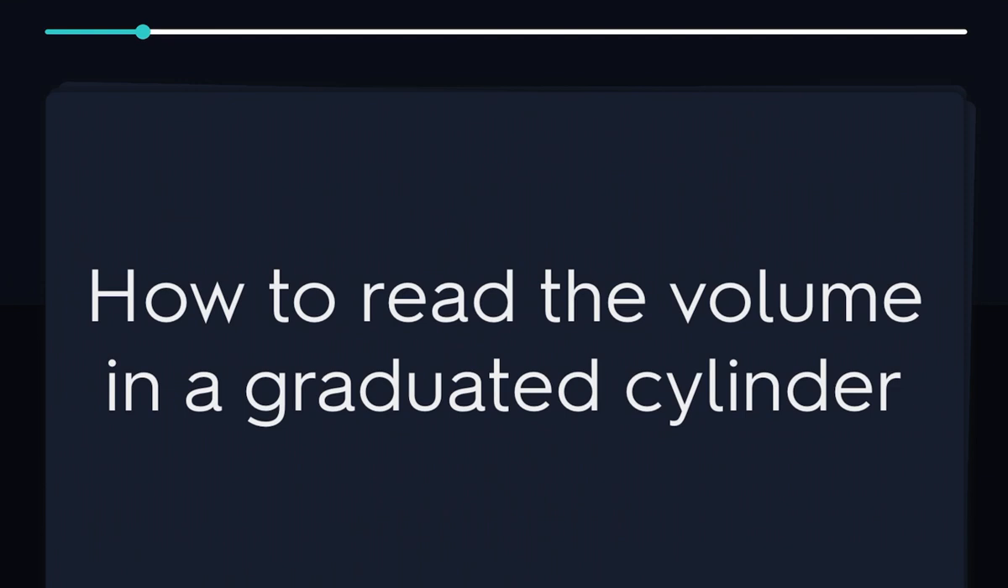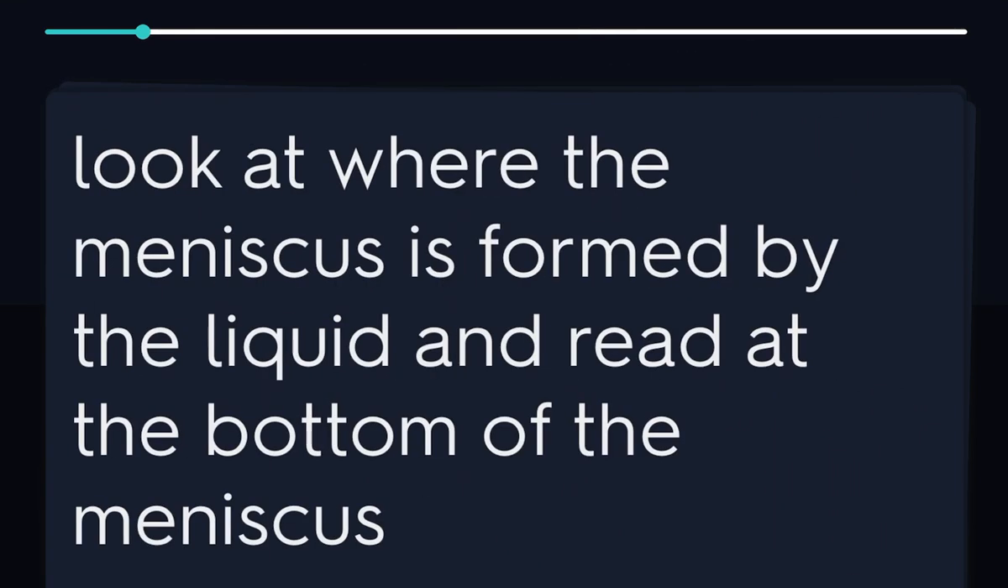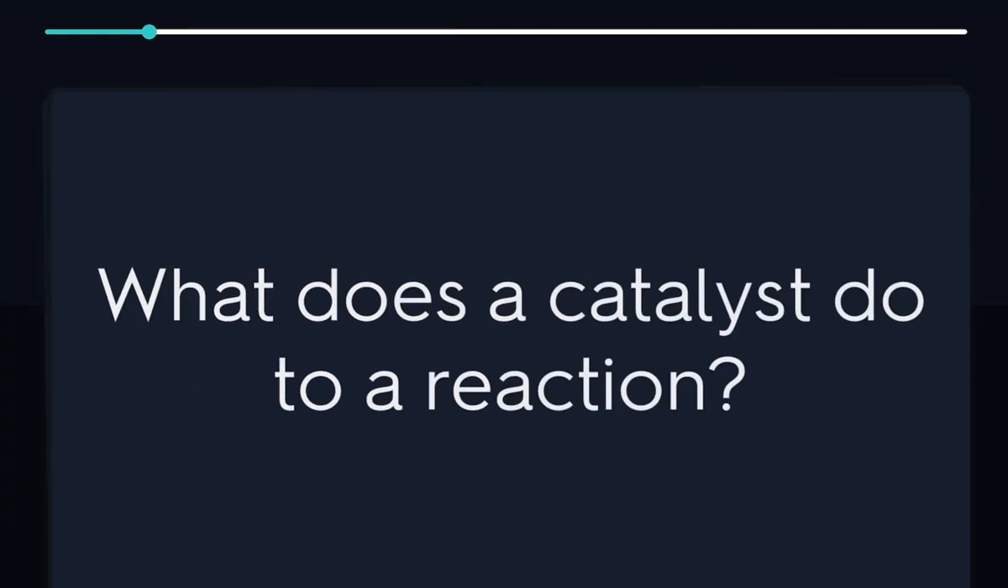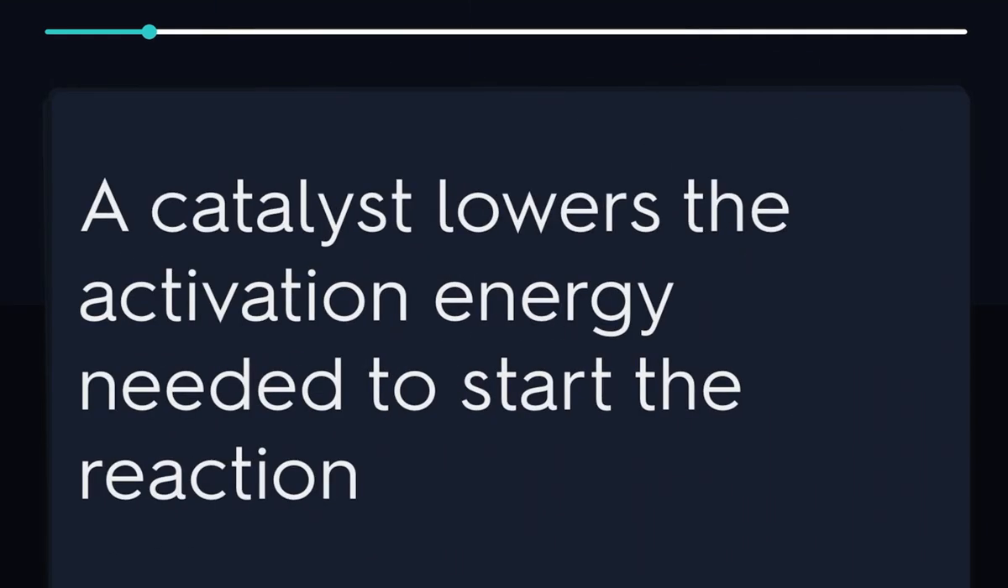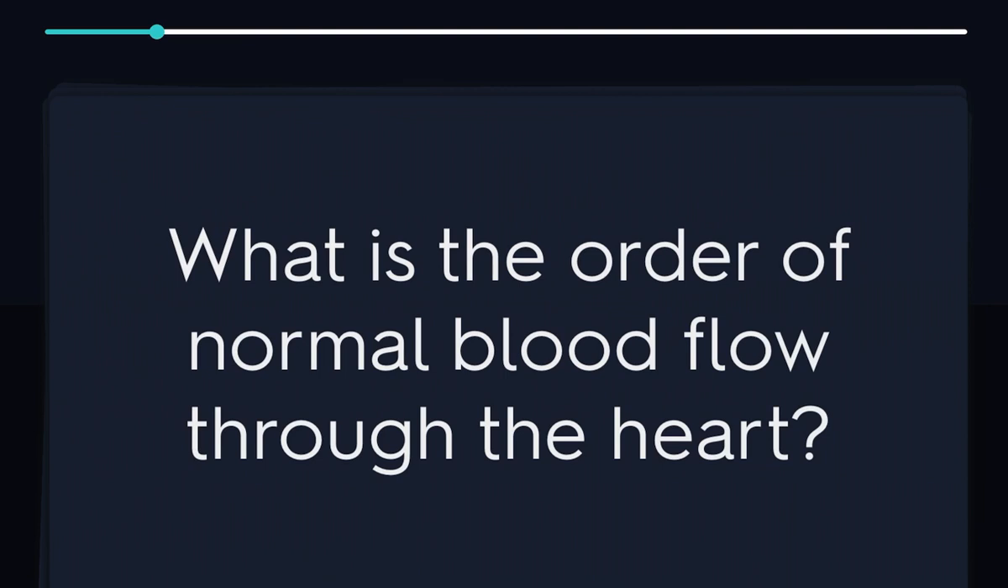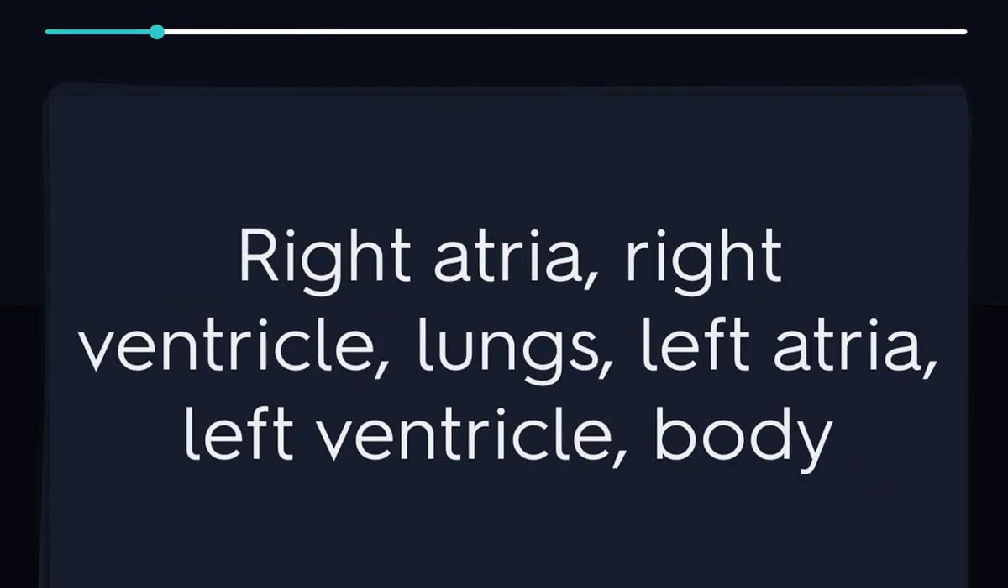How to read the volume in a graduated cylinder. Look at where the meniscus is formed by the liquid and read at the bottom of the meniscus. What does a catalyst do to a reaction? A catalyst lowers the activation energy needed to start the reaction. What is the order of normal blood flow through the heart? Right atria, right ventricle, lungs, left atria, left ventricle, body.